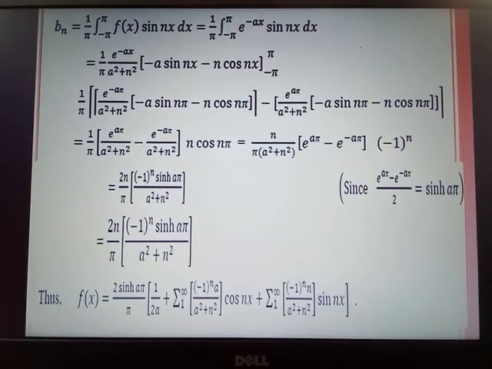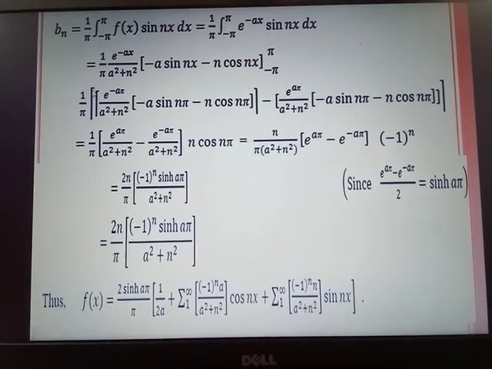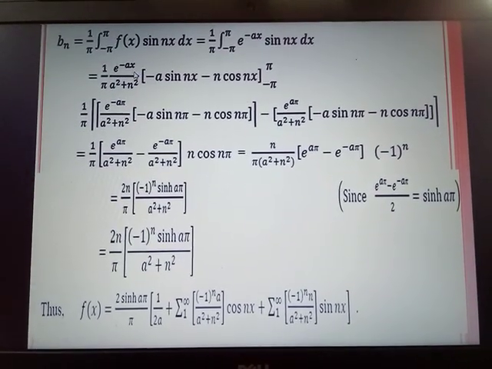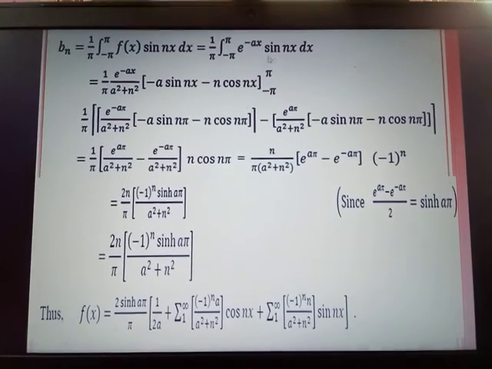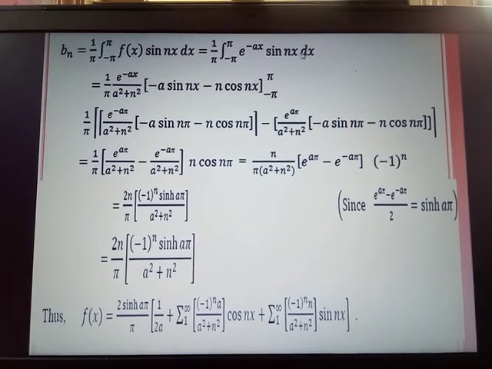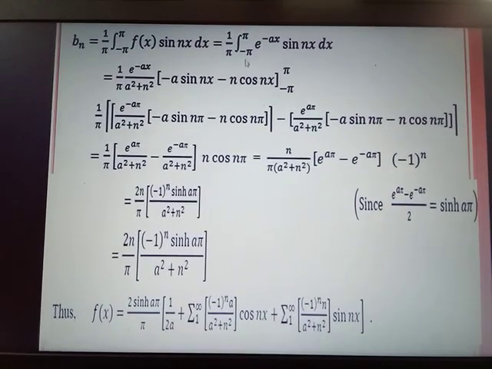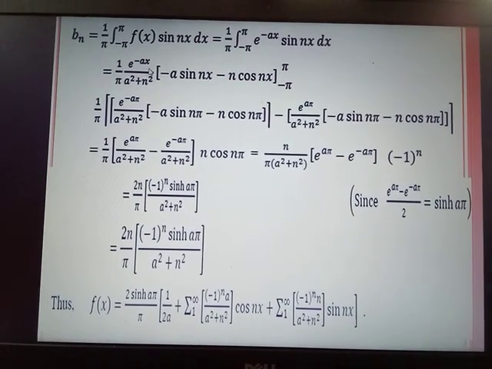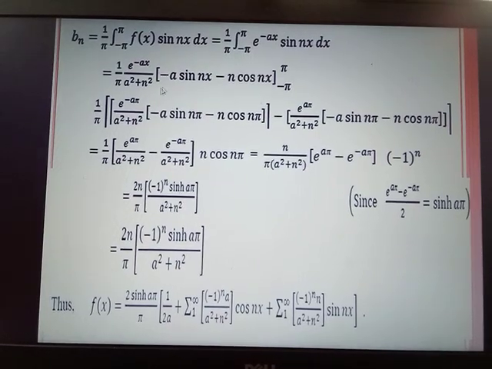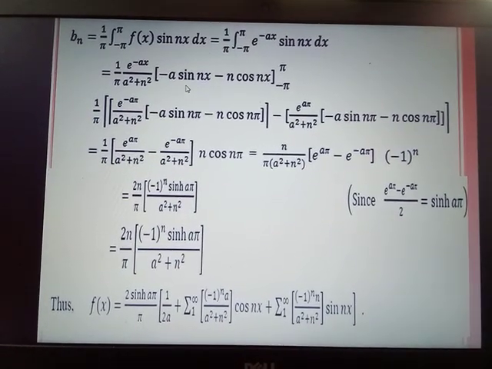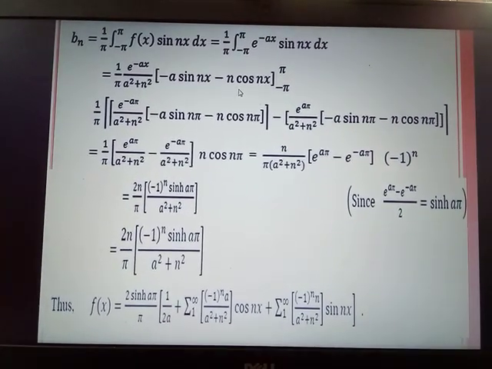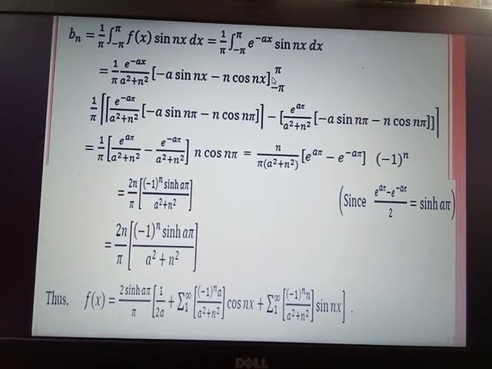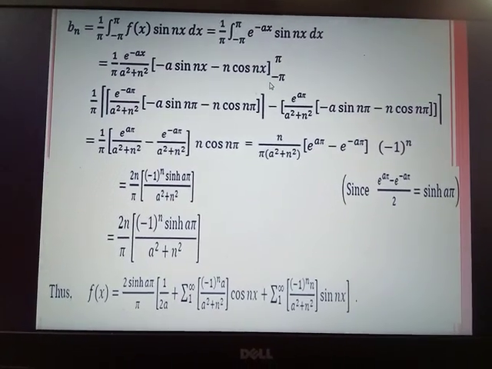Next is bn is equal to 1 by pi. Again apply that result, e raised to minus a pi. Here you have to use the result, integration of e raised to ax into sin nx dx. And using that we get 1 by pi as it is, and e raised to minus ax divided by a square plus n square into minus a into sin nx minus n cos nx, limits from minus pi to pi. Now we have to apply the limits here.